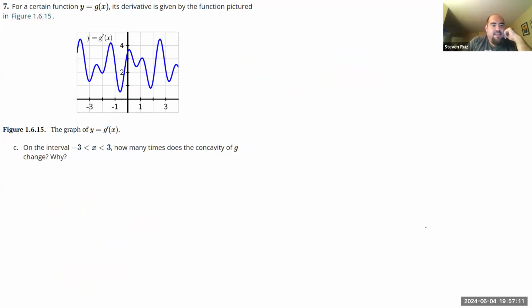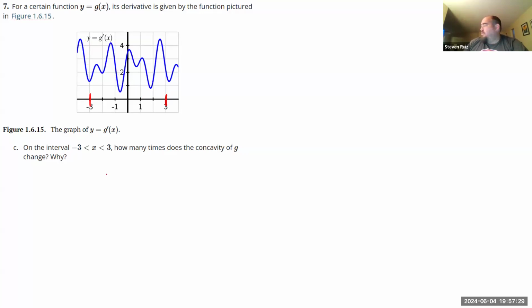Moving on to part C. On the interval, how many times does the concavity of g change? Okay, so now we're given more specifics. We're just looking from x equals -3 to x equals +3. How many times does the concavity of g change?